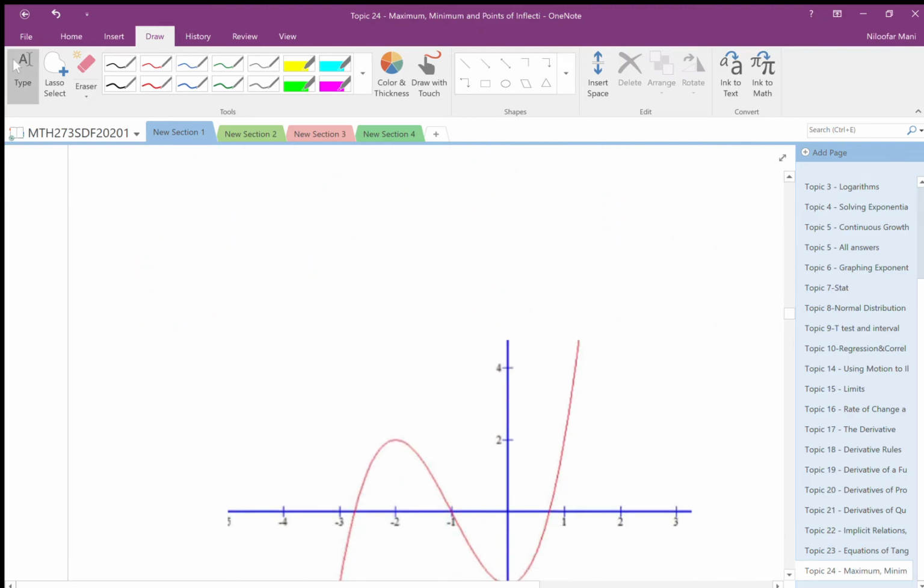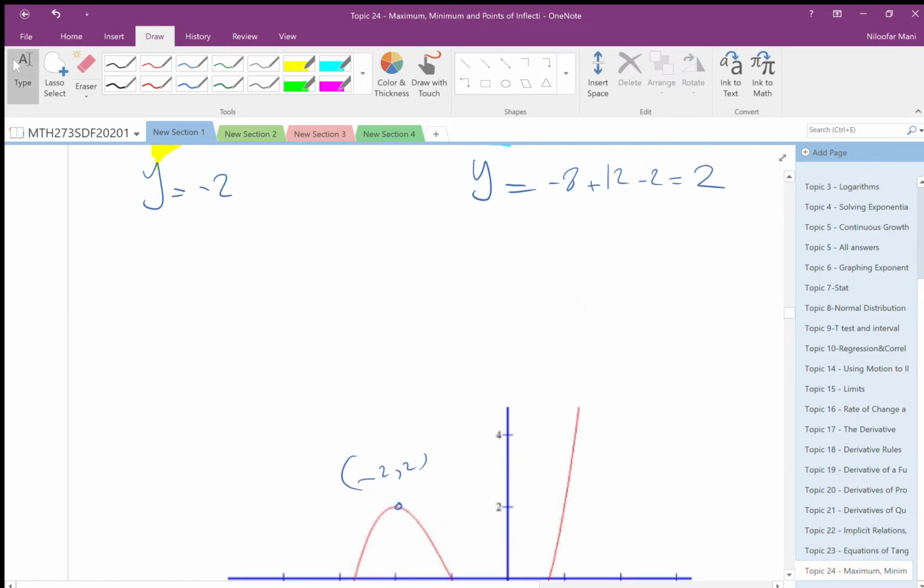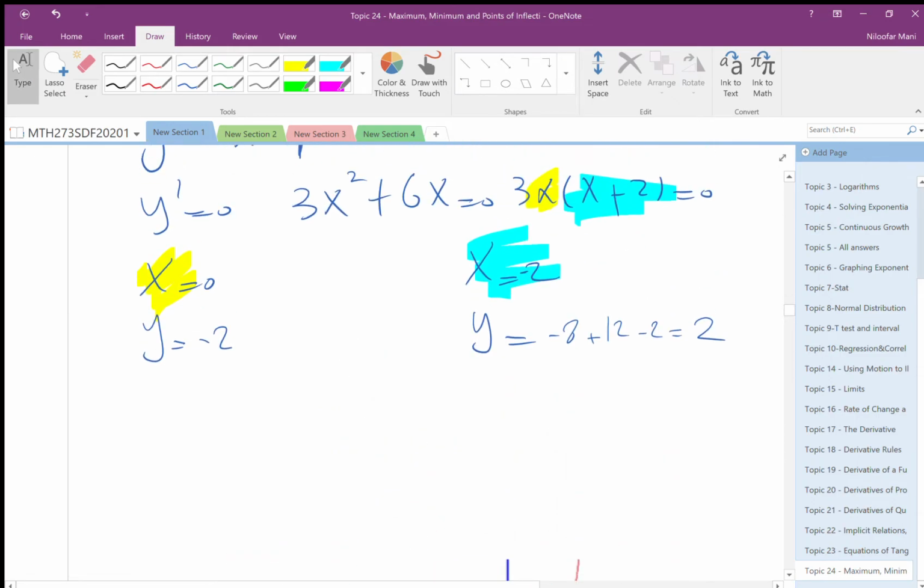Okay, minus 2 and 2. Perfect. Minus 2 and 2 is here. And 0 and minus 2 is here. So I have 1 point, minus 2 and 2. I have 1 point, 0 and minus 2.